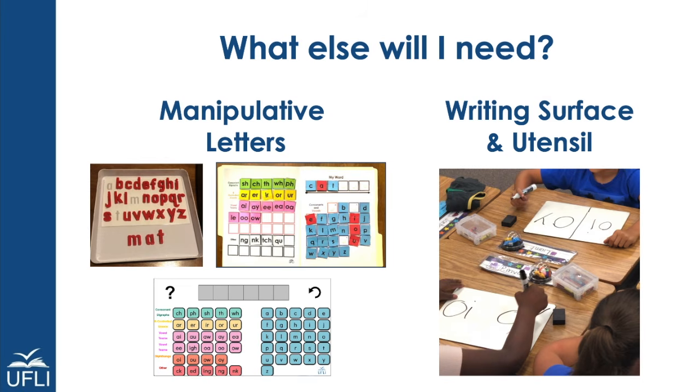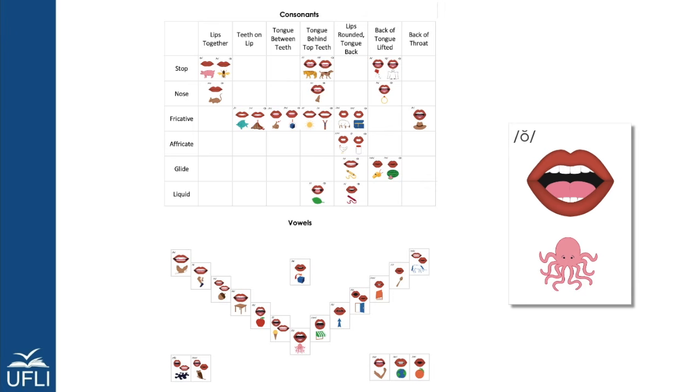There are only a few other materials that you'll need to teach UFLI Foundations lessons. Your students will need some form of manipulative letters. They'll also need something to write on and something to write with. You'll also need a sound wall. We'll have one available soon from our publisher, but any sound wall that represents all 44 phonemes will work.